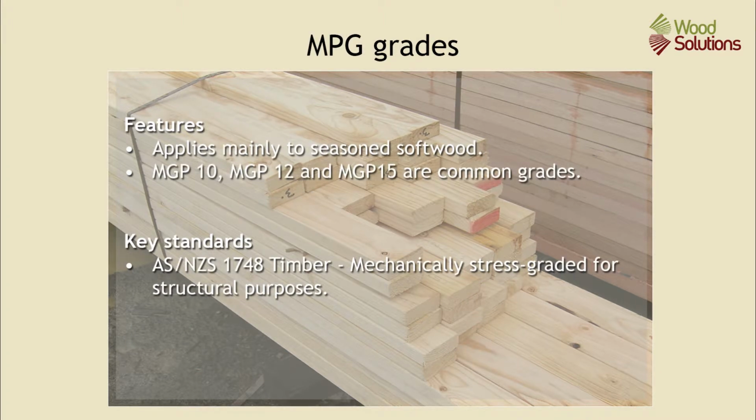MGP grades apply mainly to seasoned softwood, as the letters MGP are shorthand for machine graded pine. MGP is the predominant grading system used for pine framing and is only used for seasoned material. Unseasoned or treated pine product, however, use the F-grade system. Common MGP grade terms include MGP 10, MGP 12 and MGP 15. The key standard covering MGP grade material is Australian New Zealand Standard 1748, timber mechanically stress graded for structural purposes.